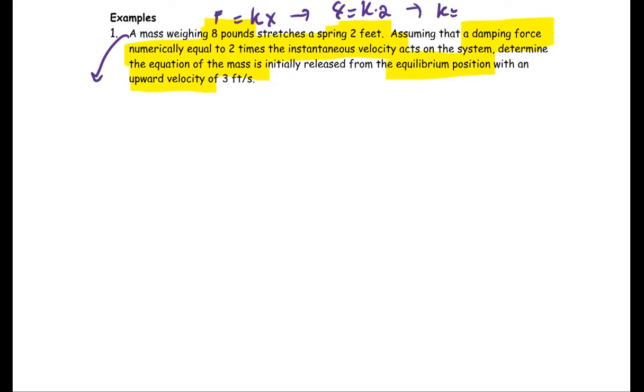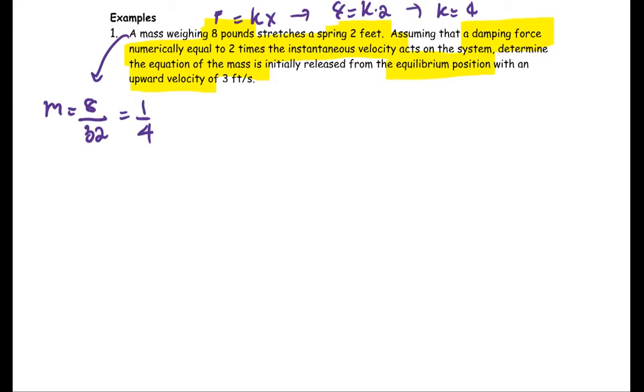Therefore, k is 4. I like 4 a lot. There are a lot of 4s involved here. So k is 4. And then we use the same mass, the same 8 pounds. The mass is the 8 pounds divided by 32, which is 1 over 4.